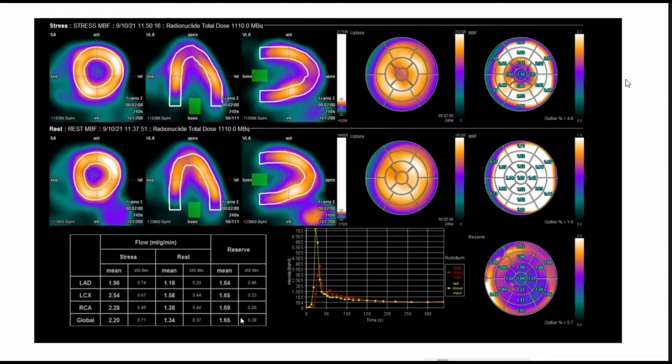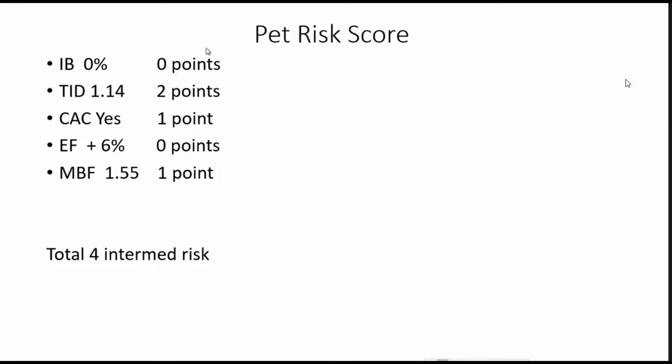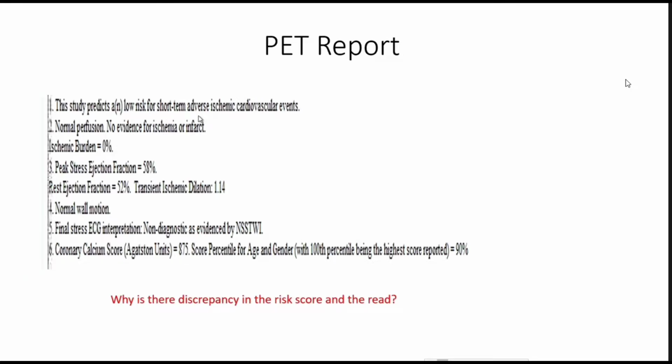So we see some global reduction at the apex, but not affecting the overall vascular distribution there. If we risk score it, and again, this is a risk score that we use in nuclear medicine, it comes out to an intermediate risk scan. However, the report called it a low risk scan, and so there's a discrepancy there. And so the question is, why is there a discrepancy between the risk score and the read?